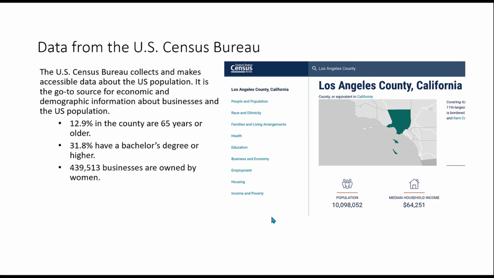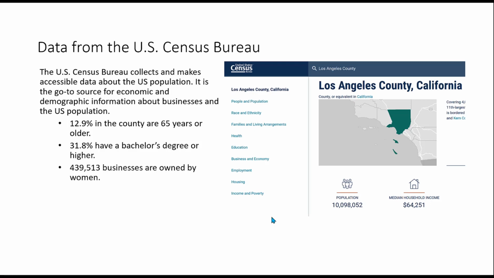Finally, the U.S. Census Bureau is an example of a government agency that collects and makes accessible data about the U.S. population. You can find data on states, counties, cities, or the entire country. It is the go-to source for economic and demographic information about businesses and the U.S. population, respectively. The screenshot on your right is an image of LA County from the U.S. Census Bureau.